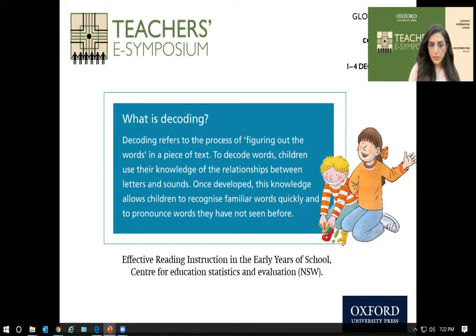So what you're essentially doing is using your knowledge of the relationship between letters and sounds to be able to read the written word. Once the skill is developed, this knowledge allows children to recognize familiar words and quickly pronounce words that they have not even seen before, right? So essentially, quickly reading familiar words, and then using that knowledge to also read unfamiliar words that they haven't been explicitly taught yet.